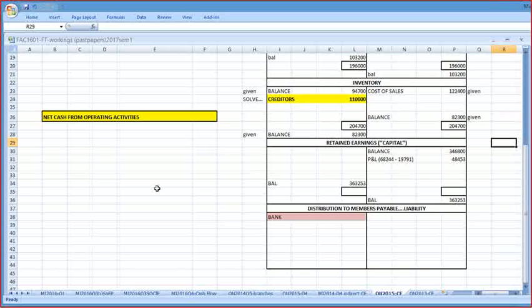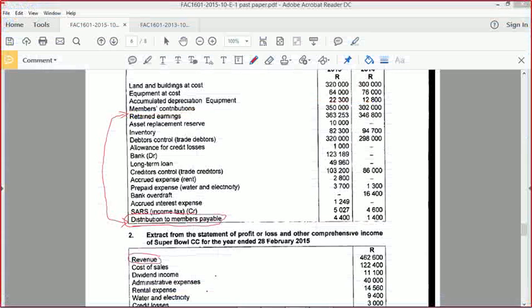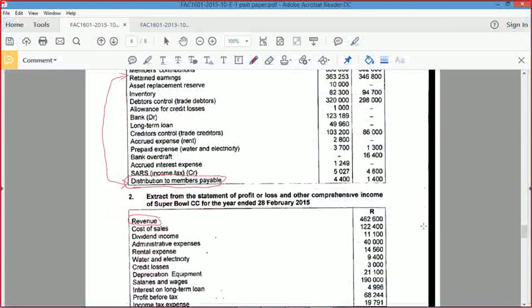I think we can balance it. No, you can't, not yet. We need the distribution to members first. You need to check what other line items in the actual question would affect the retained earnings. So look at the question. Would you put the distribution to members payable? Yes, you would.